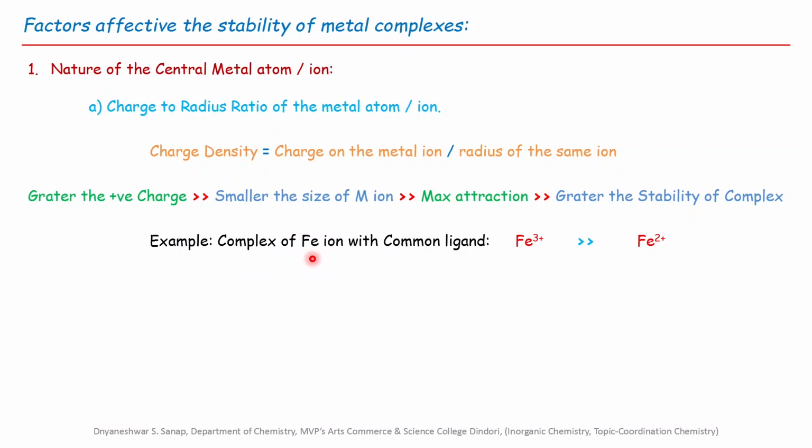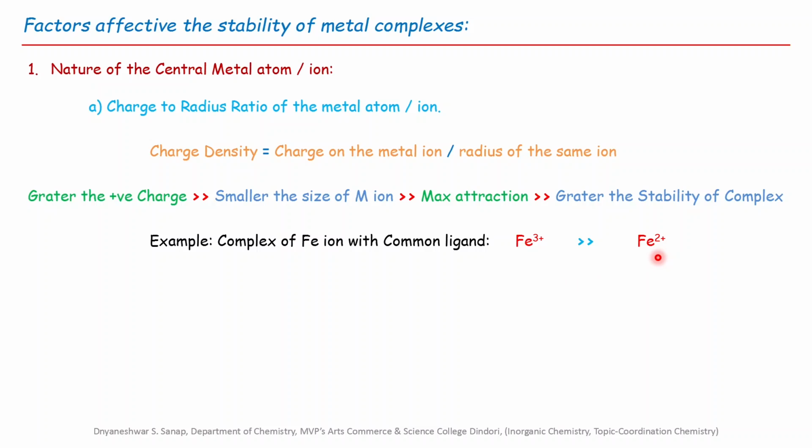Let us see the example. Consider the complex of Fe ion with a common ligand like chlorine or ammonia, bromine, etc. Here we keep the ligand constant. When Fe3 plus ion is combined with a ligand like NH3, and similarly when Fe2 plus ion is combined with NH3, the complexes formed by both ions have different stability because both Fe ions have different charges. In case of Fe3 plus ion, the charge is greater than that of Fe2 plus ion. When charge is greater, the ion will be smaller in size. When the ion is smaller, there is greater attraction between the ligands and metal ion. That produces a stronger bond between the ion and ligand, and therefore the complex is more stable than that of Fe2 plus.